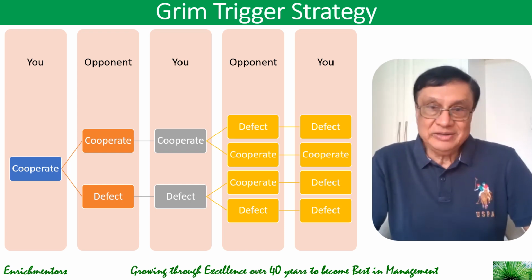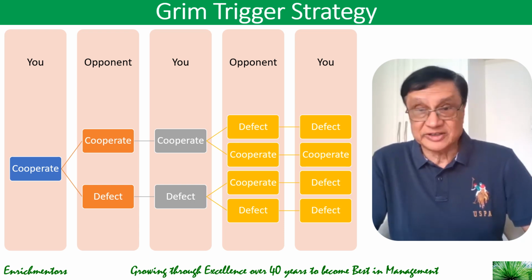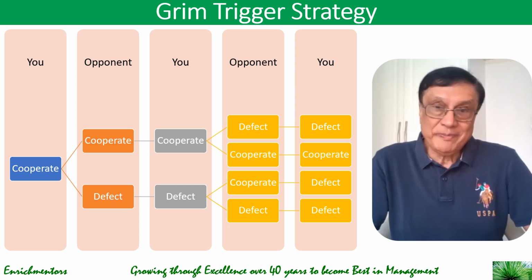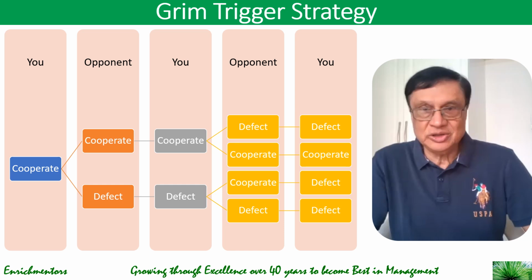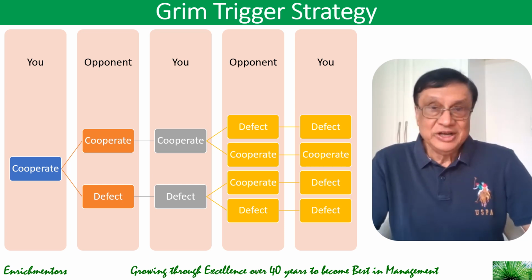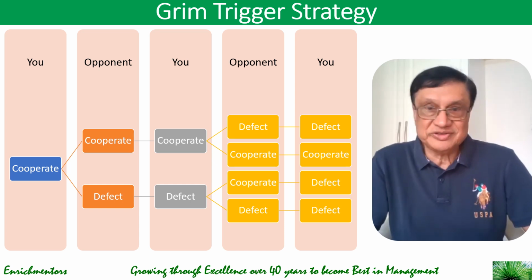Now the opponent again has defect and cooperate choices. At this point of time, if the opponent defects, you defect. And if the opponent cooperates, you continue to cooperate. So it's to cooperate till the opponent continues to cooperate, otherwise defect. Now, you have defected because the opponent defected in the first round. You have also defected in line with your strategy.